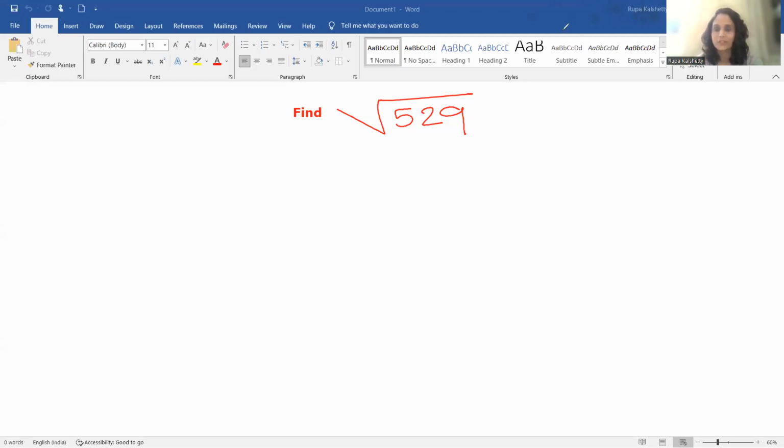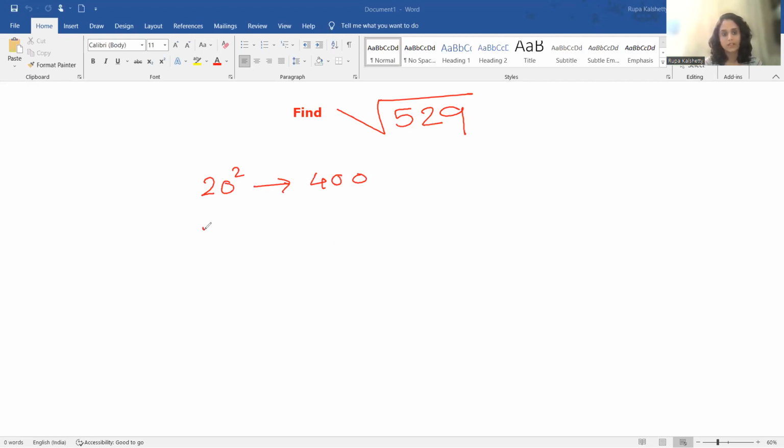Hello guys, today we are going to learn how to find the root of 529. Do you see the number which I've written here? Okay, so what we do here is just a guesswork you can do. We know that 20 square is 400, isn't it?